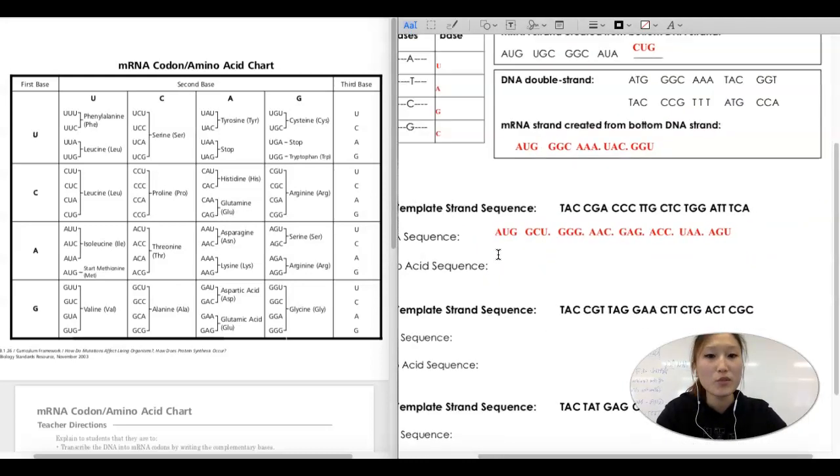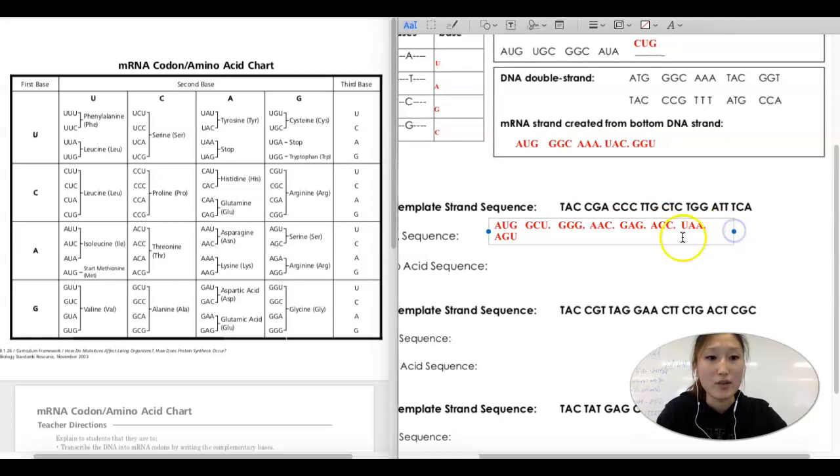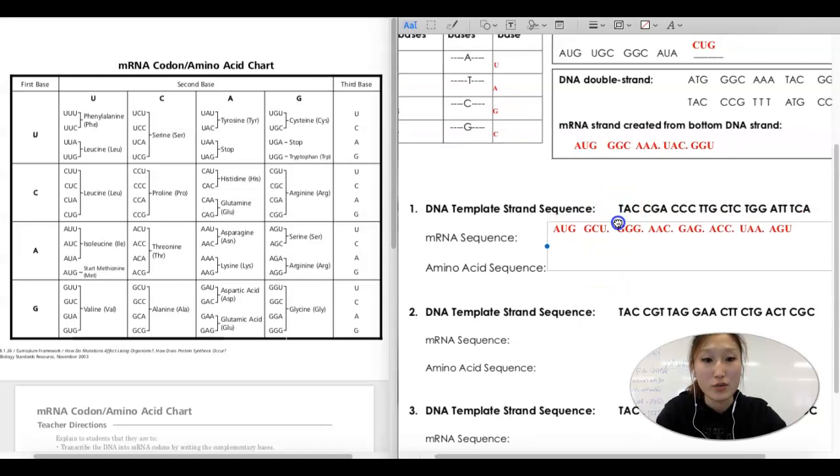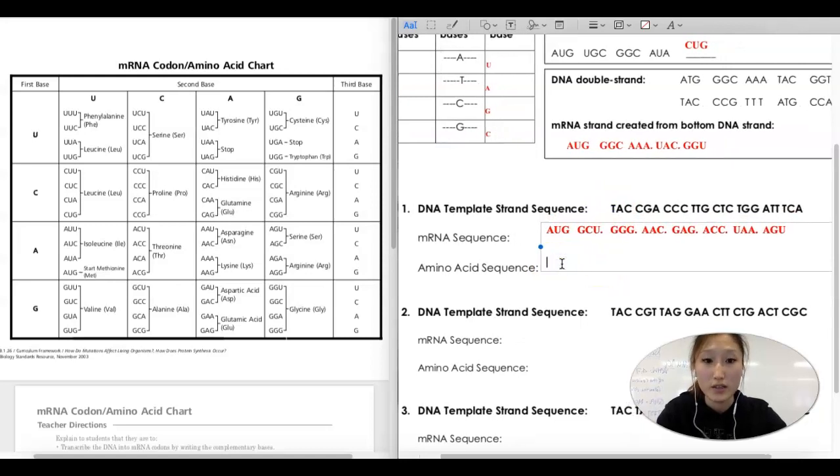Now, from this mRNA sequence, whether the question tells you to do transcription first or not, if you're trying to figure out the amino acid sequence, you have to do transcription first, right? Otherwise, it just doesn't work. So now we're looking for the amino acid sequence. We have AUG, which is methionine, right? Which is right here, AUG.